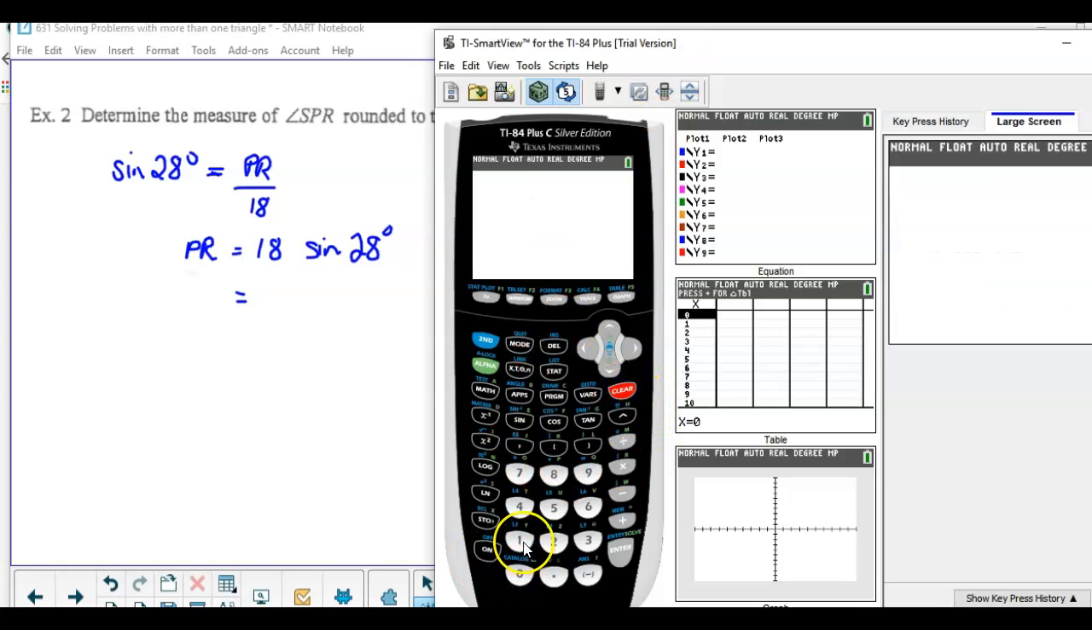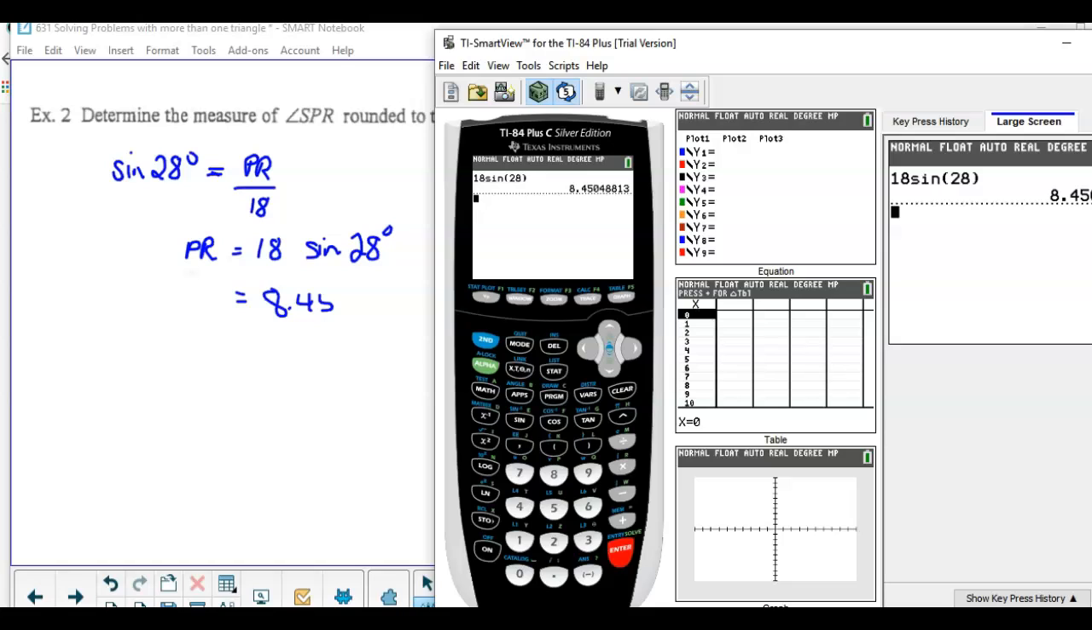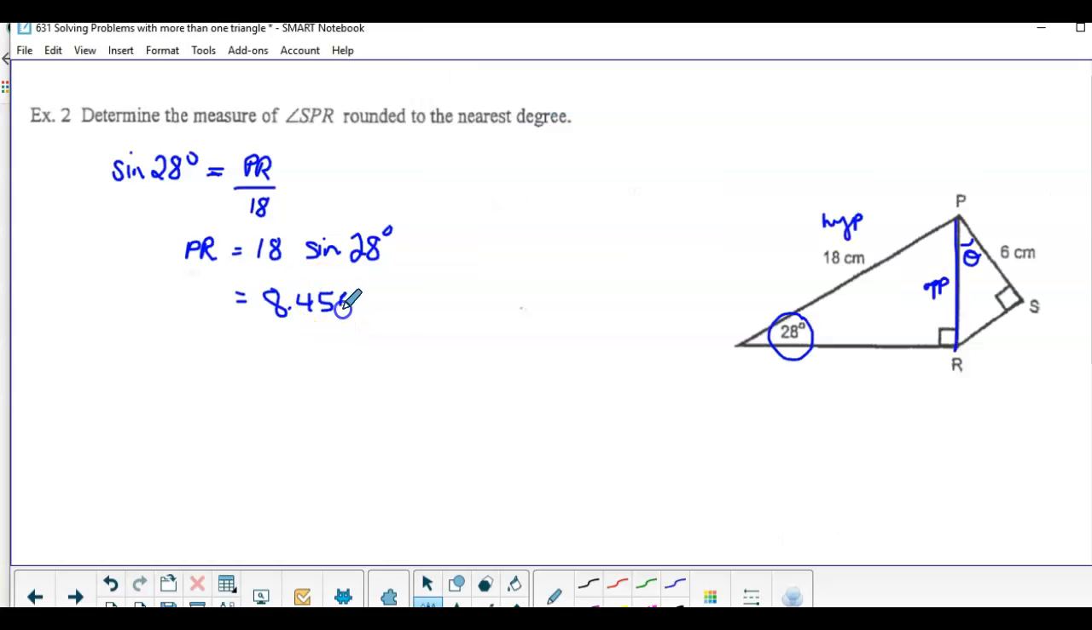So clear off here, 18 sine of 28. And so that's 8.45048. I'll have it in my calculator. So 8.450 is to 3 decimal places, just like the last question. Now I know this side, right? And so compared to theta, this is adjacent.